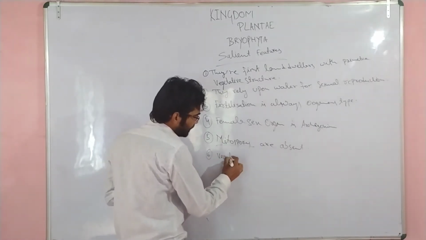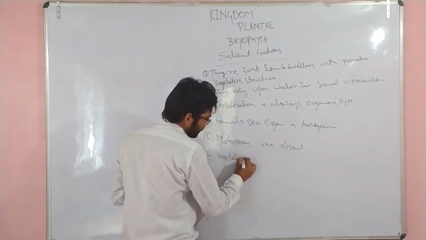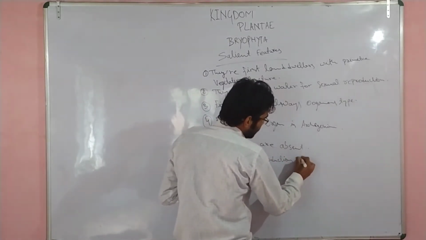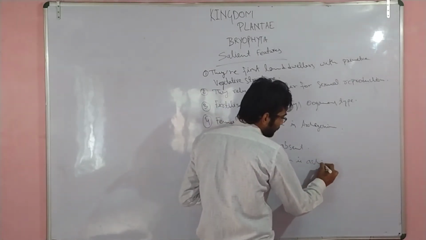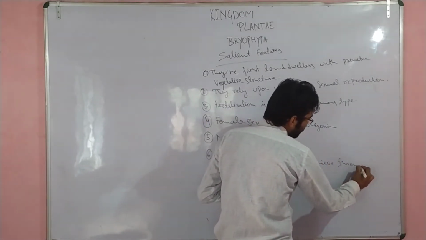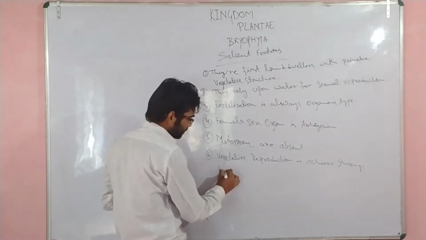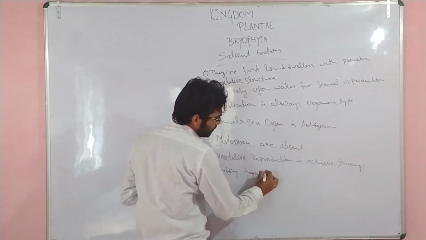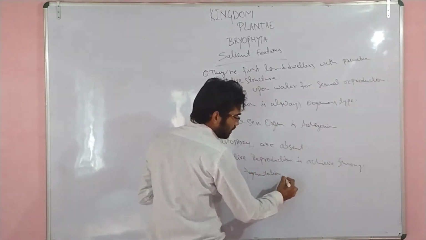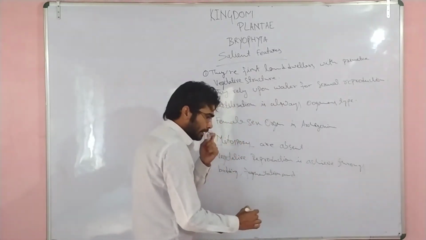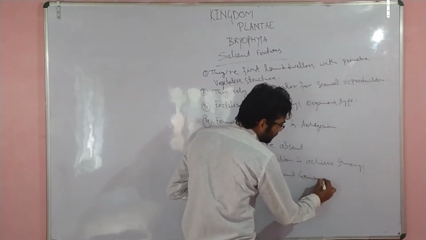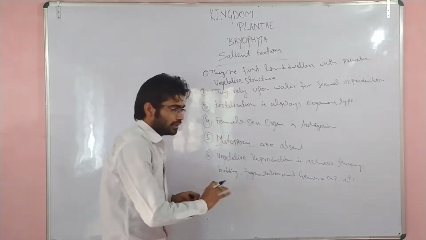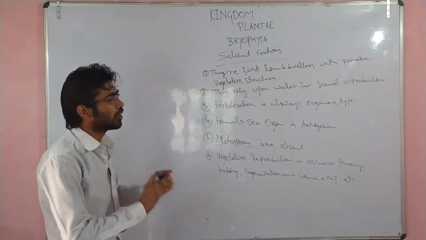Vegetative reproduction is achieved through budding, fragmentation, and gemmae. There is no mitospore. Asexual reproduction is totally missing.